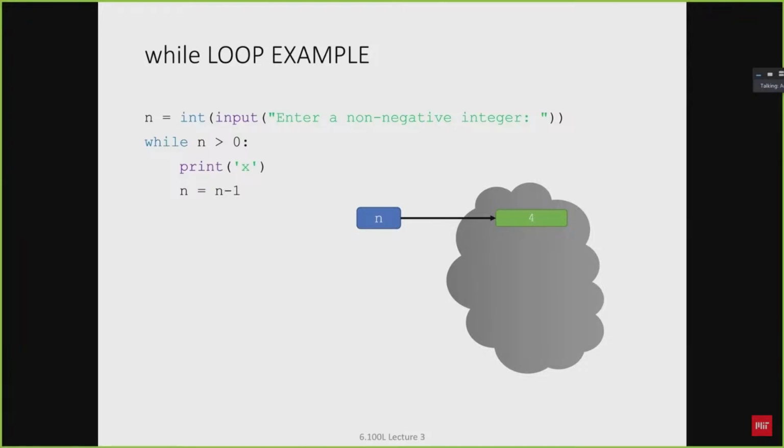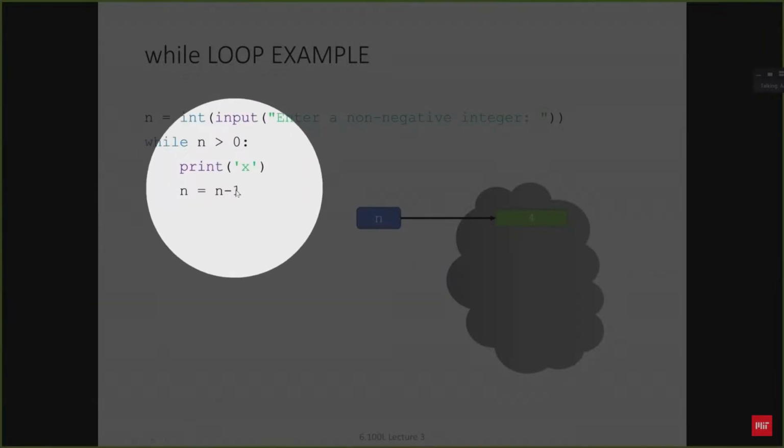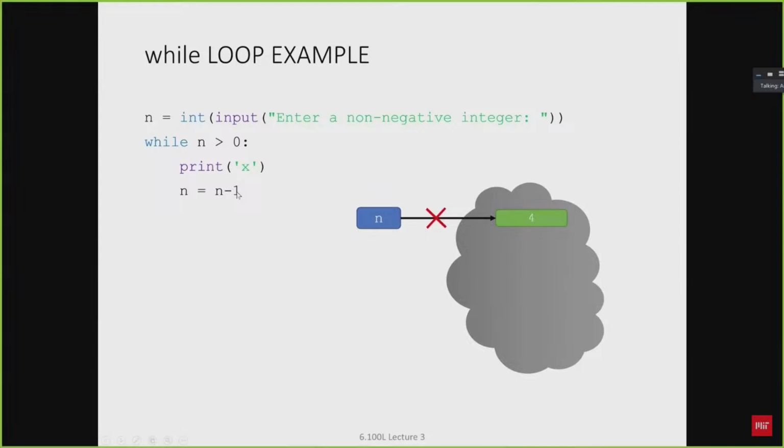And then I'm going to do the next line of code that's part of this indented block, which is to take n and assign it to whatever n is minus 1. So I'm going to lose the binding from the 4, and I'm going to take 4 minus 1 to be 3, create a new object, and bind n to the 3. Okay?